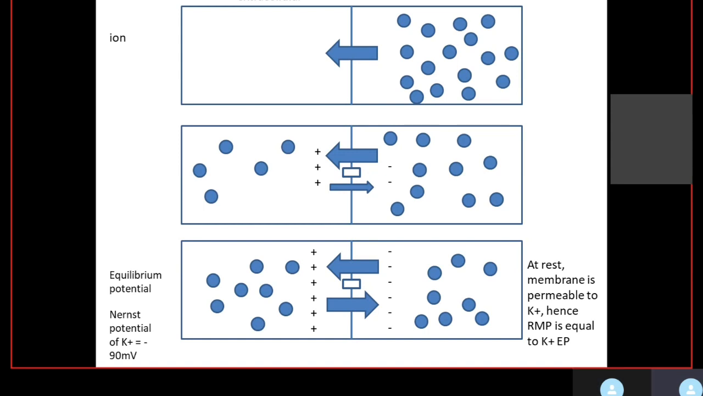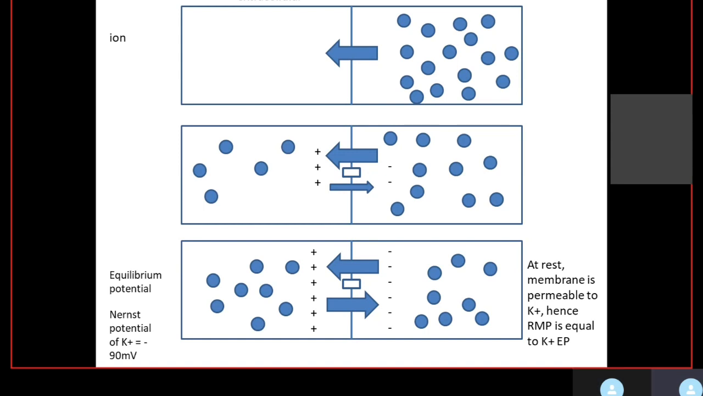We need a concentration gradient, so that the ion can move down its concentration gradient, right? And then we need what? The membrane to be permeable to that ion. And how do we achieve membrane permeability? By having ion channels. That's why channels are important.